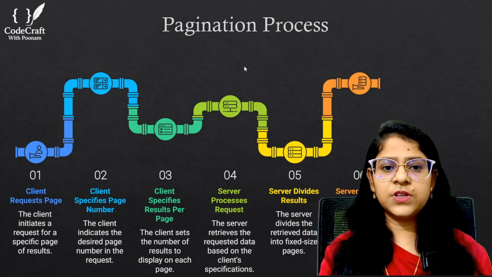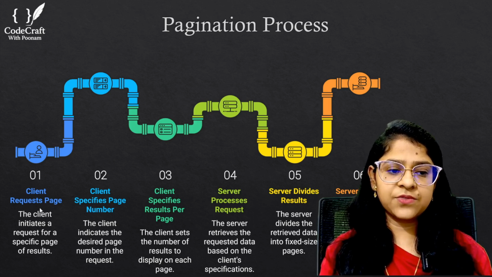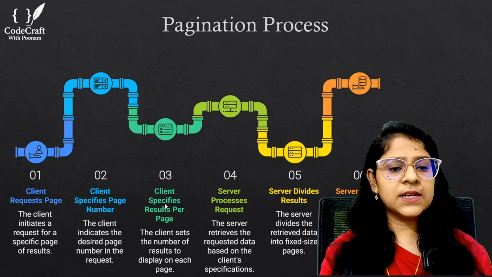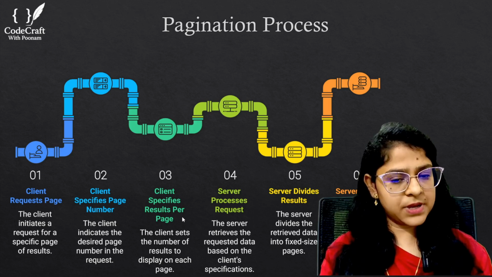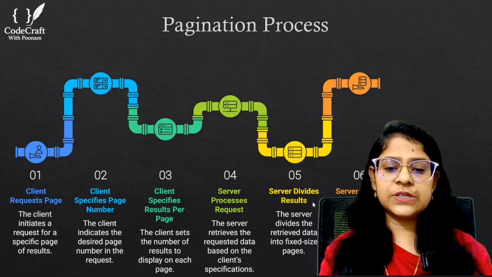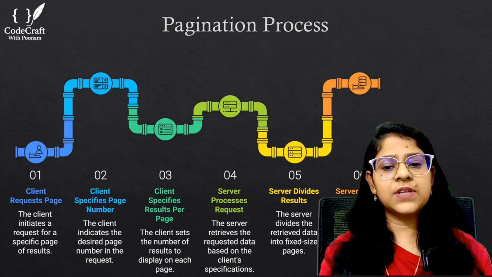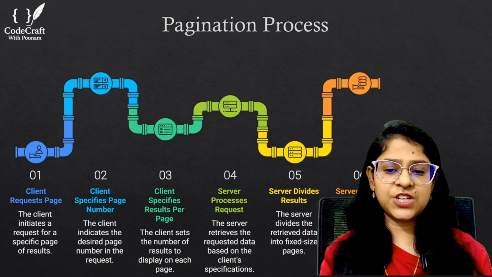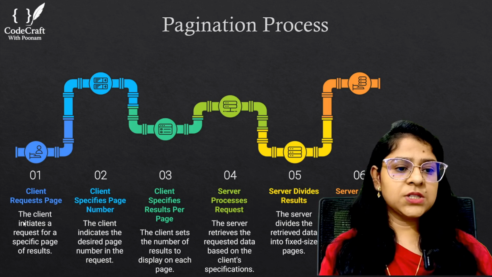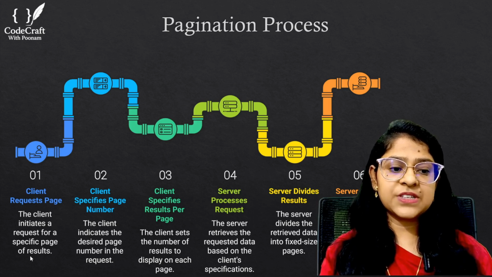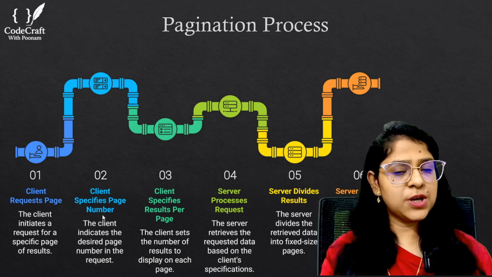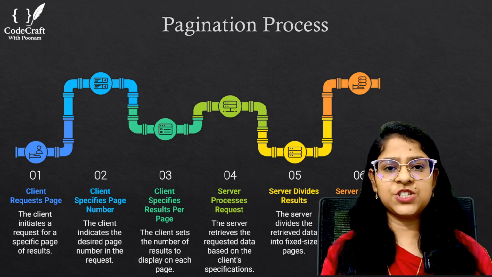For the pagination process, the client requests a page, the client specifies the page number, and the client specifies results per page. Then the server processes the request, divides the results, and sends the paginated results. When the client requests a page, the client initiates a request for a specific page of results. Then the client specifies the page number, as in my example, page equals 1.